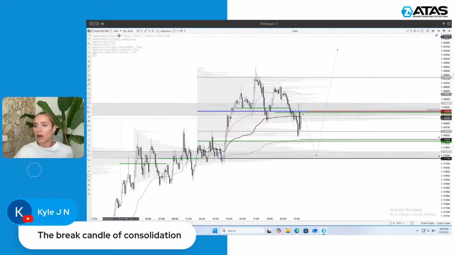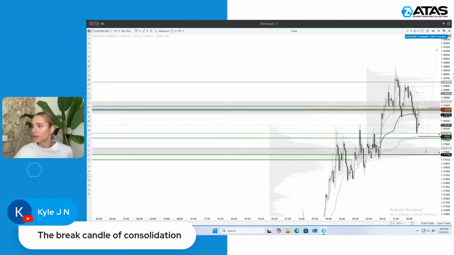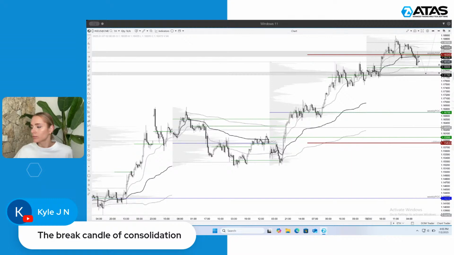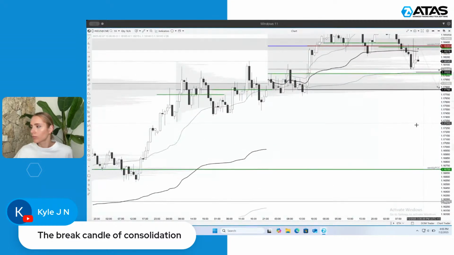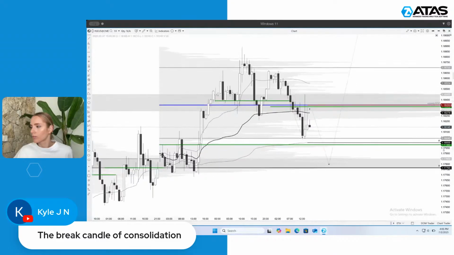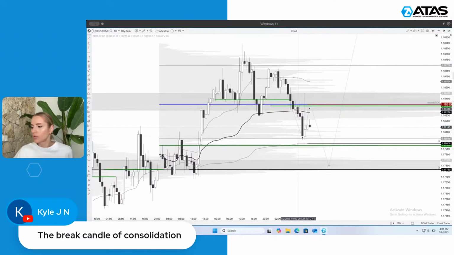The break candle out of the consolidation, 30-minute, 1 hour time frame. So you're referring to the 6E. Well, which one? This one, this one, this one? The first one, the second one, or the third one?